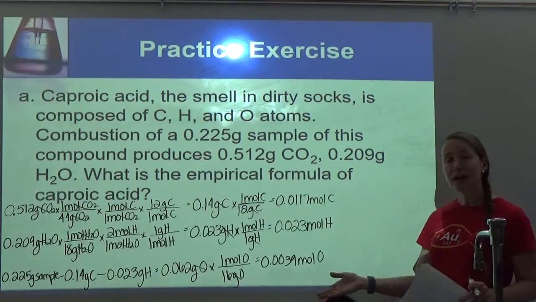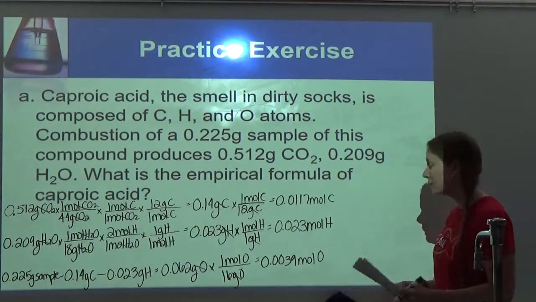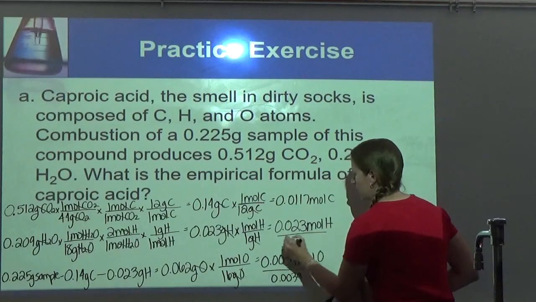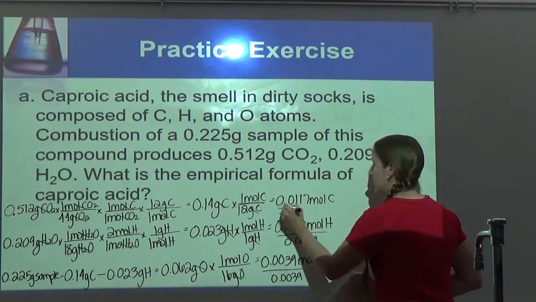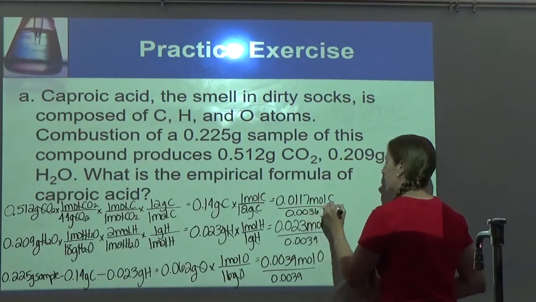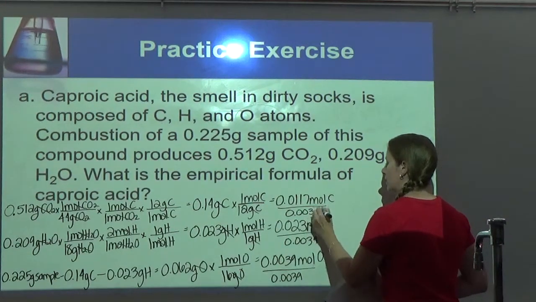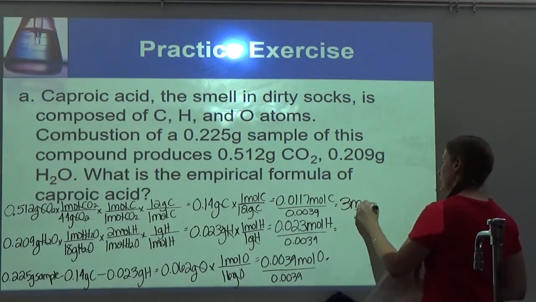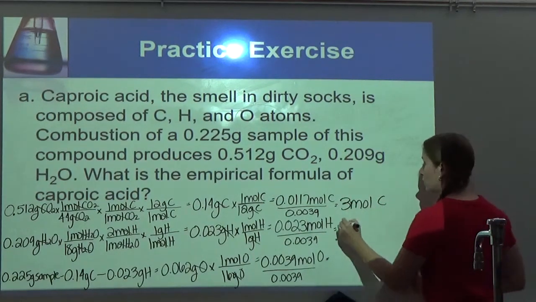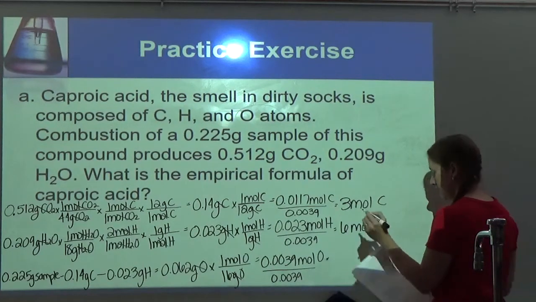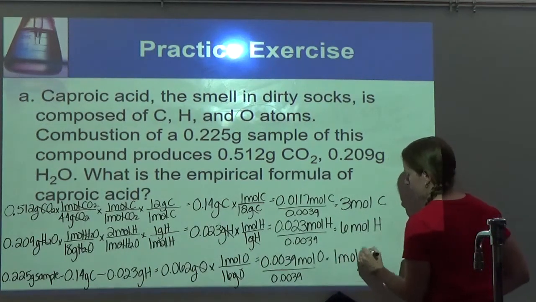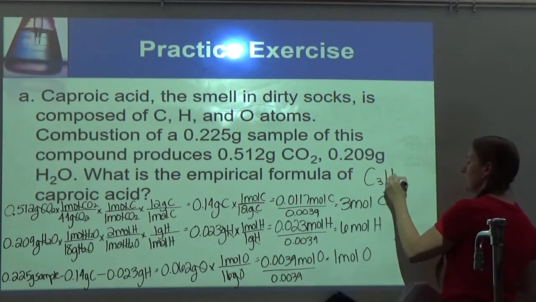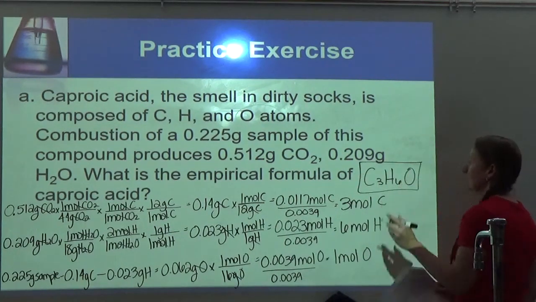All right, so once I got back to moles, now I need to divide by the smallest. So my smallest is the 0.0039. So I divide each of them by the 0.0039. Whoops, that was a 6. And so what I got was 3 moles for carbon, I got 6 moles for hydrogen, and I got 1 mole for oxygen. So once I know this, I know my empirical formula is C3H6O, just like that.